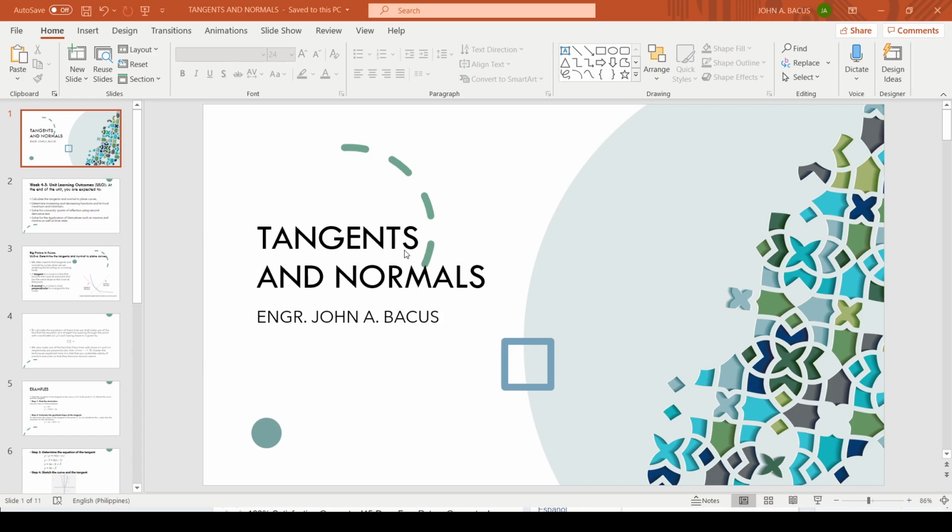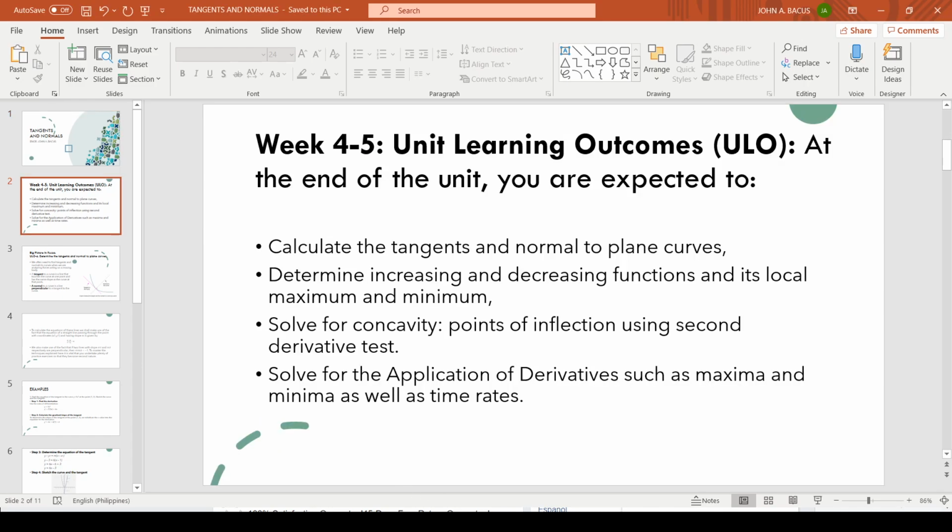Okay, by the way, our topic for today is all about tangents and normals. For weeks 4 to 5, everyone, you are expected to have an outcome of 4 ULOs. First is, which I'll be discussing today, to calculate tangents and normals to plane curves. Then for the next days, you are going to determine increasing and decreasing functions and their local maximum and minimum, solve for concavity, and some applications of derivatives.